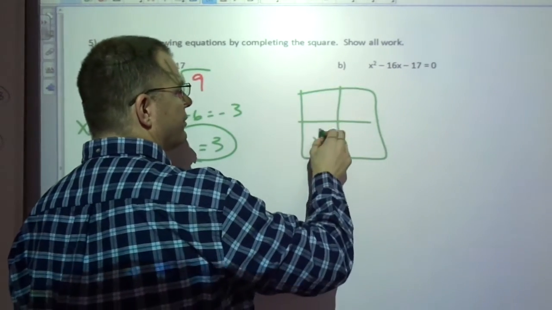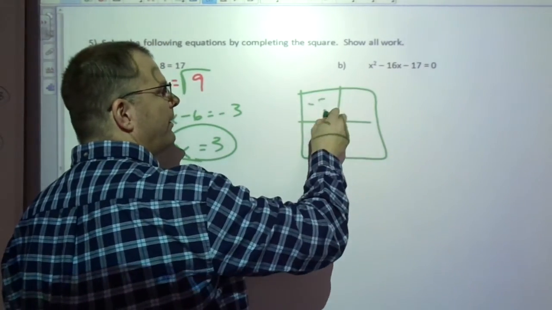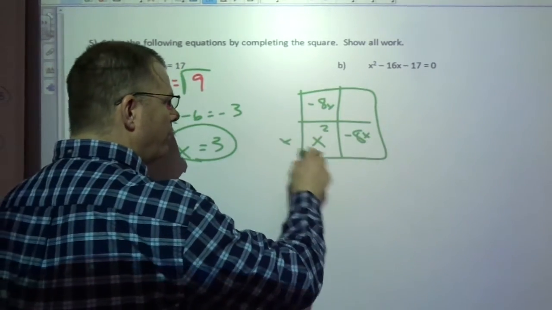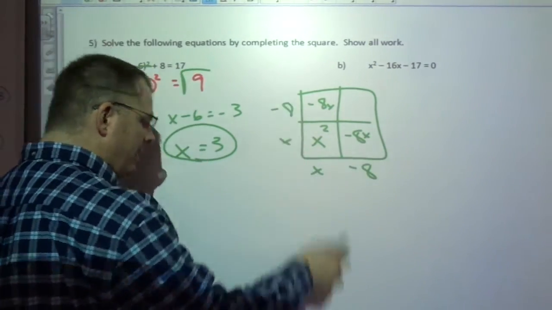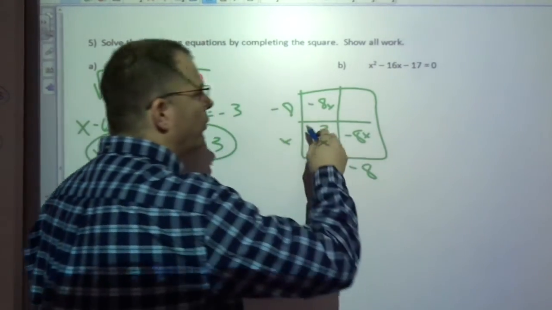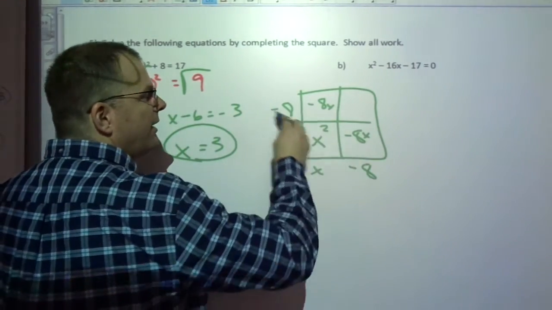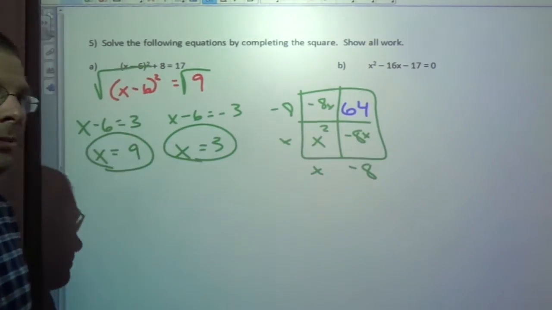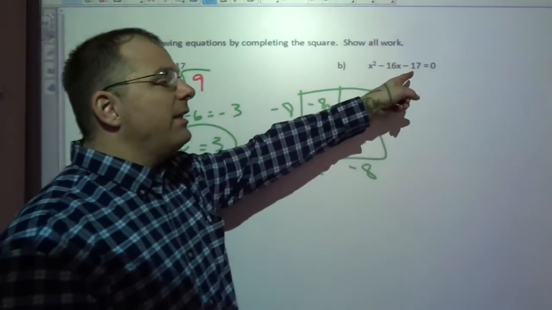I put my x squared here, I split these, half of them up here and half of them on the side, and then I think, okay, what would I need here in terms of my ones to make this a perfect square? Negative 8 times negative 8. I would really love for this to be 64 to make it a perfect square. Right now I have negative 17.